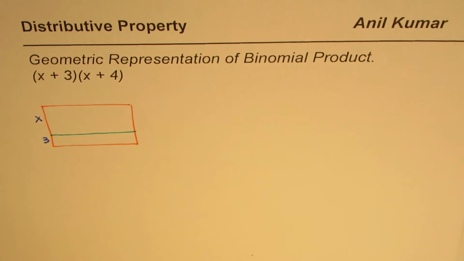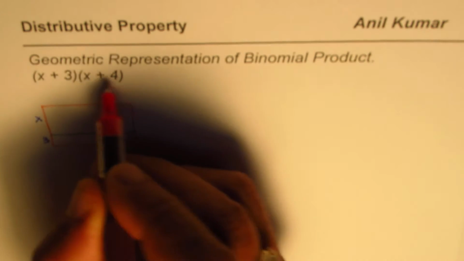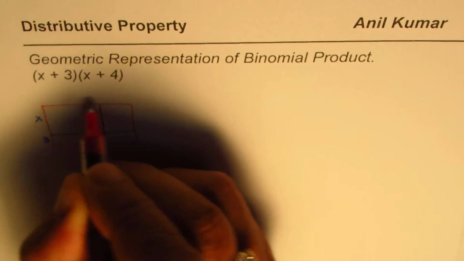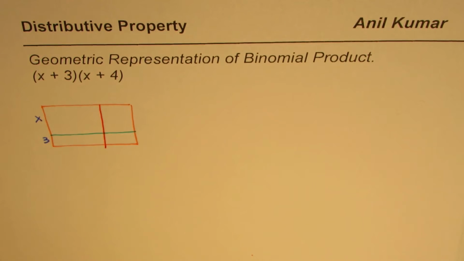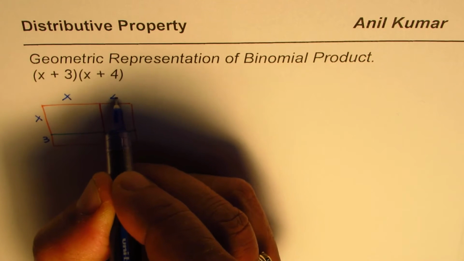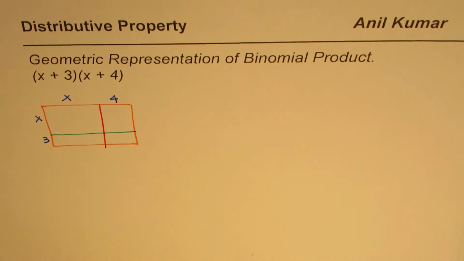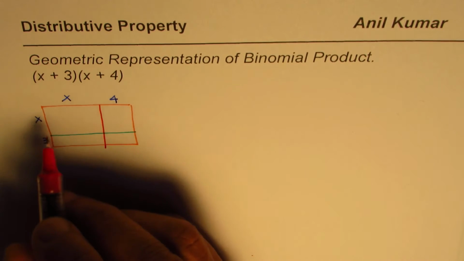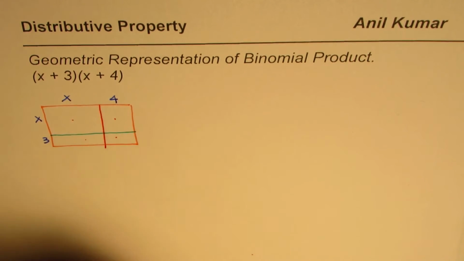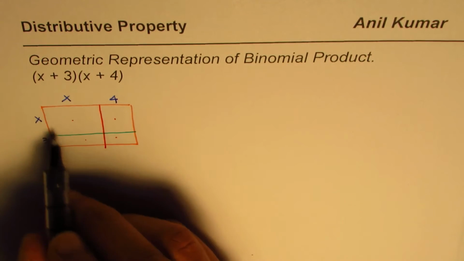Now the other side also we will split in two parts, x plus 4. So let us say this is x for us and the other side is 4 for us. So we have x here and 4 here. So this is the other side, x plus 4. Now the area of the big rectangle is the sum of the areas of these 4 rectangles. Let us find the area of each rectangle.